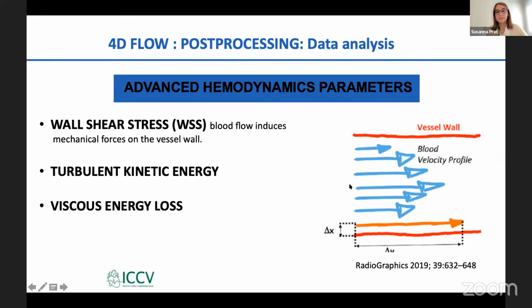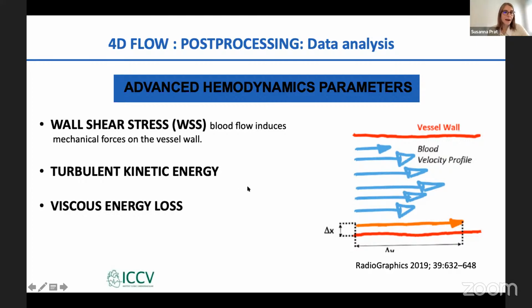And here, in this review that I like, I only want to show this wall shear stress, that maybe is the one that someone knows about. If we see that this is the thoracic vessel wall, the red line, we know that the blood flow induces mechanical forces tangential to the vessel wall. That is the concept of wall shear stress as well. And we'll see that in some pathologies it is quite interesting to study.